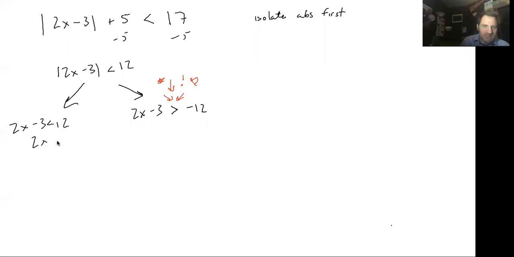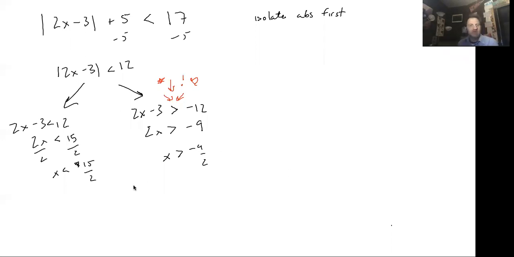You have 2x is less than 15, and you have 2x is greater than -9. And then you're dividing by 2, so x is less than, well, whatever, I'm just going to leave it as 15 halves because it doesn't bother me. And then x is greater than -9 halves.